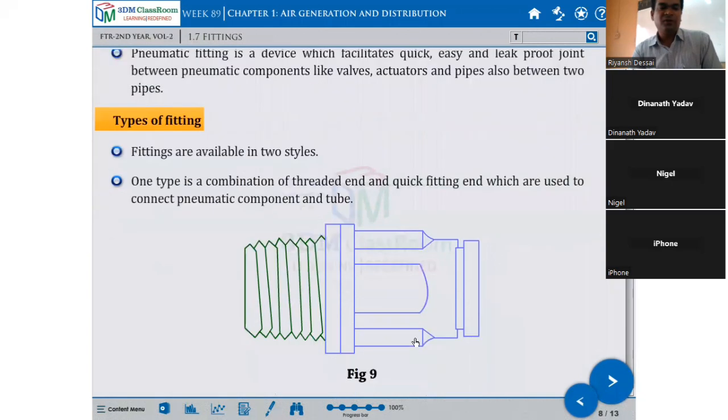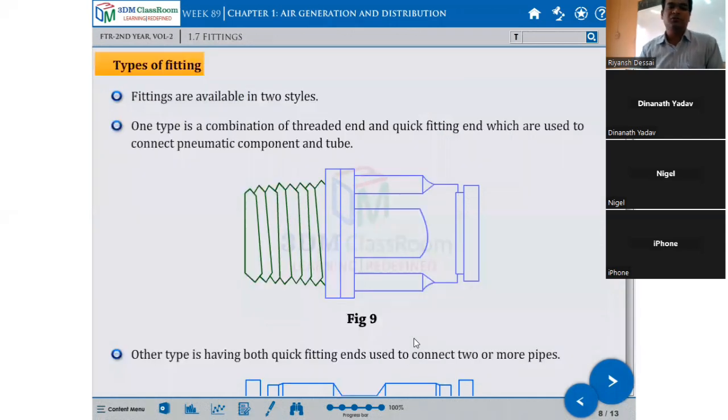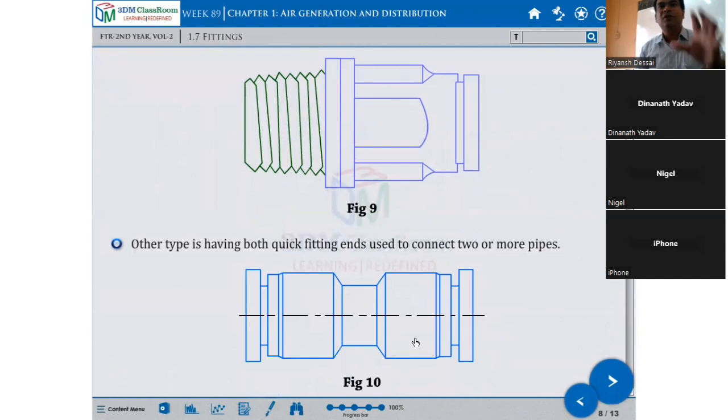Types of fittings. The fittings are available in two types. One type is a combination of threaded and quick fitting ends, which are used to connect the pneumatic components and tube. One side is threaded and the other side is quick release.